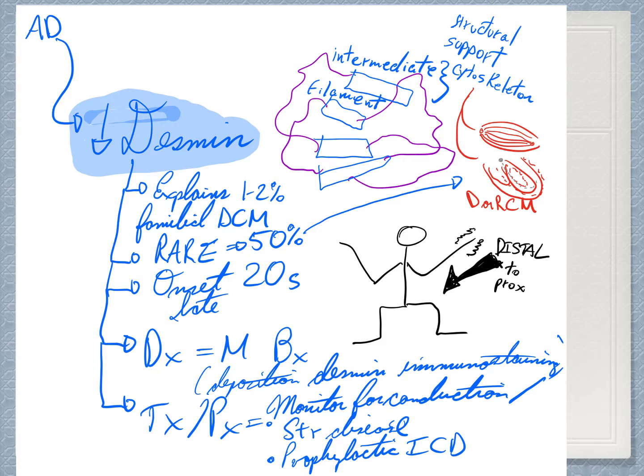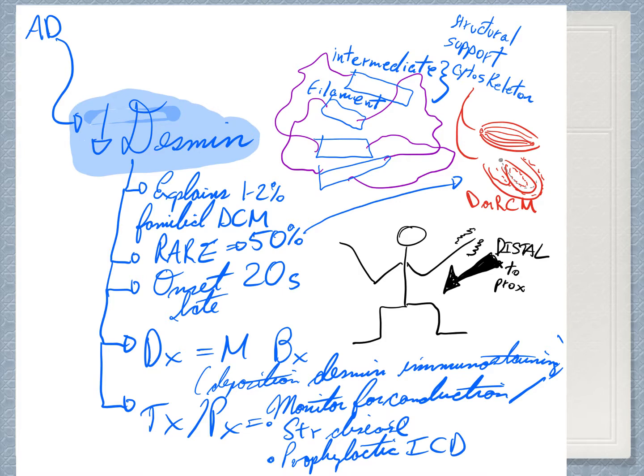So desmin has a capital D, it's autosomal dominant inheritance. There's a decrease in the production of desmin, which is an intermediate filament which gives structural support to cytoskeletons of what? Of skeletal muscle and cardiac muscle on the right. So, back to the left. It explains 1 to 2% of familial dilated cardiomyopathy.